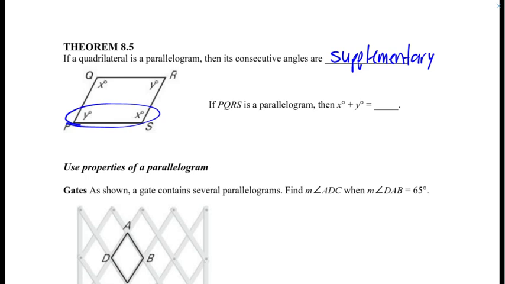So this really does kind of make sense, because if we think about a quadrilateral, we know the total is 360 degrees. And if we see that we have these two pairs of congruent angles, if we add them together, we know it's going to have to equal half of that total, or in other words, 180 degrees. So opposite angles in a parallelogram are going to be congruent, and the consecutive angles are going to be supplementary.